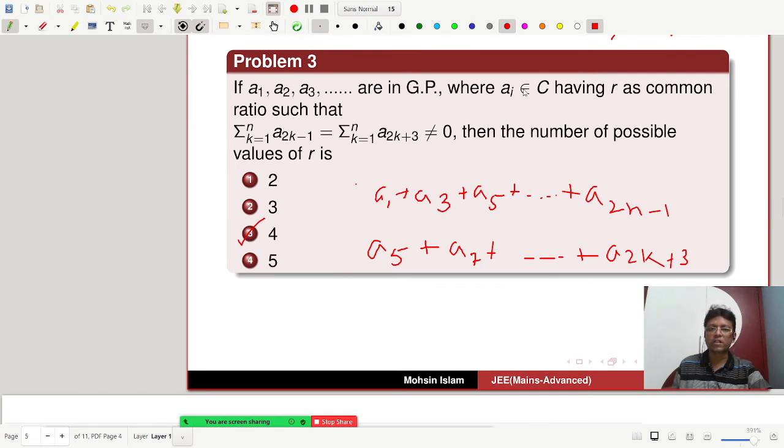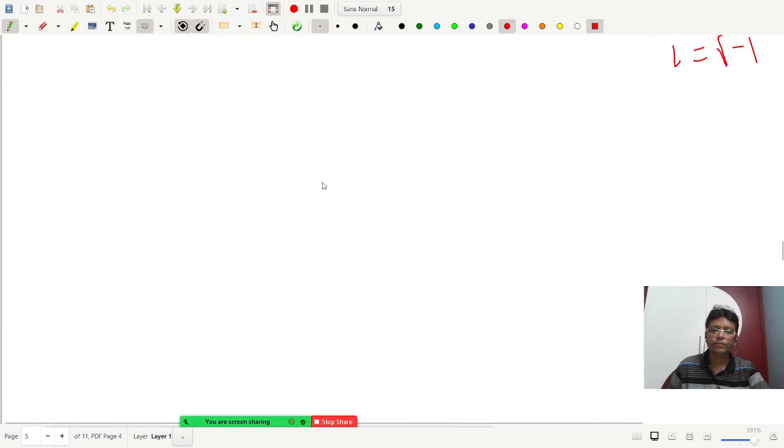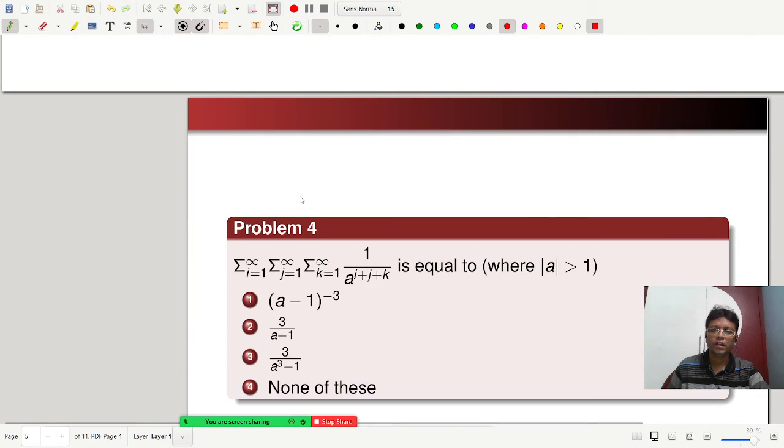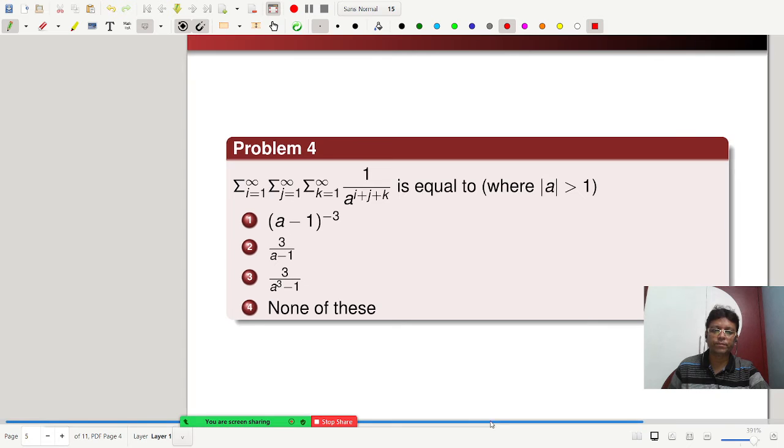No, it is not related to complex numbers, but it's a very simple series. The only complicated part is the summation. Maybe it looks complicated, but you can solve that easily using the summation and the series technique by GP. Next, next problem.